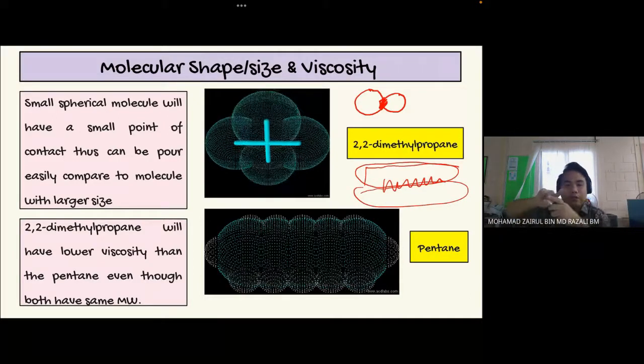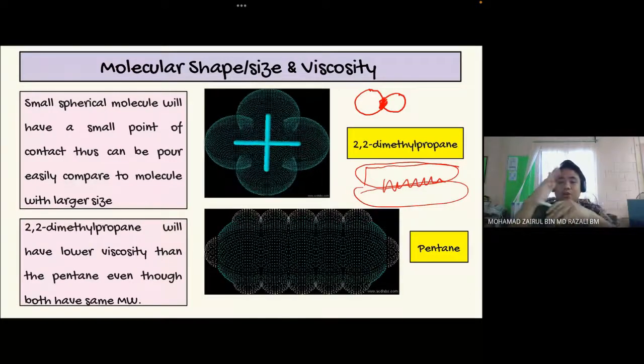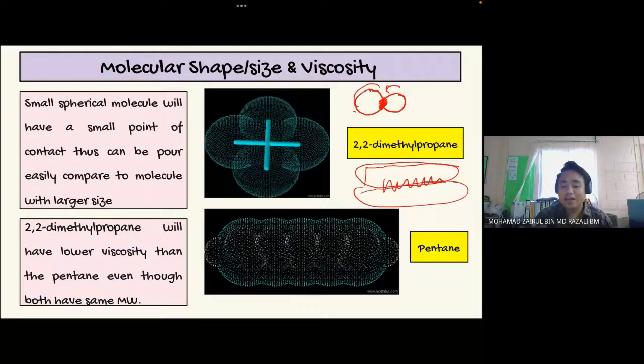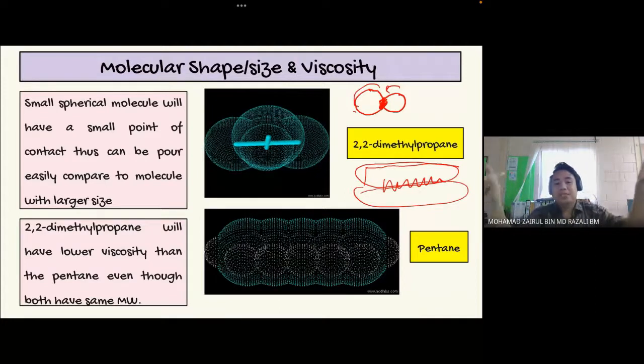So kalau point of contact dia smaller, so senang molekul nak pass through each other. So senang dia nak bergolek. Senang dia nak bergolek antara satu sama lain. Compare dengan molekul yang panjang.